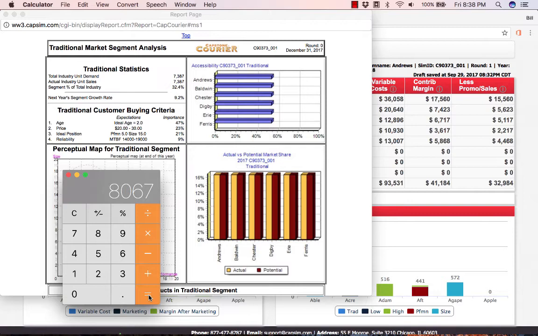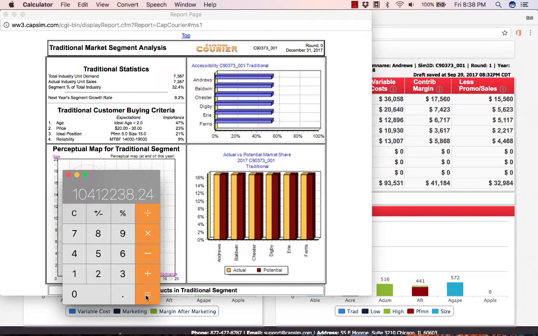So what do we then decide we're going to forecast at? How much of that do we think we can get? A good way to start looking at it is what's my market share this year? 16%. So I'm going to multiply that by 16%, and that's going to tell me that we're going to be able to sell roughly 1,042 units or something like that.